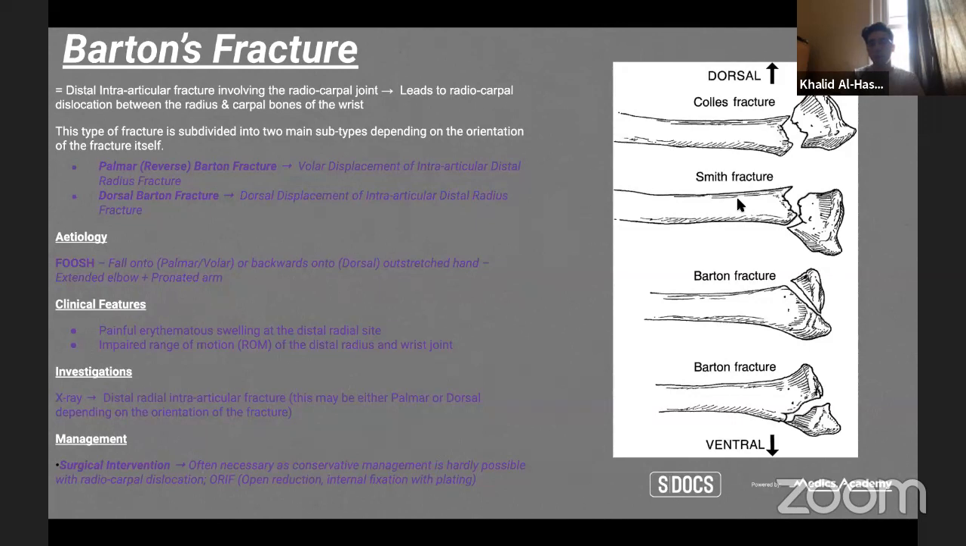The management, it is very difficult for us to do conservative management. Usually we have to opt for surgical because it's hard to carry out fixation with the radiocarpal dislocation. Therefore, ORIF is what we tend to opt for.